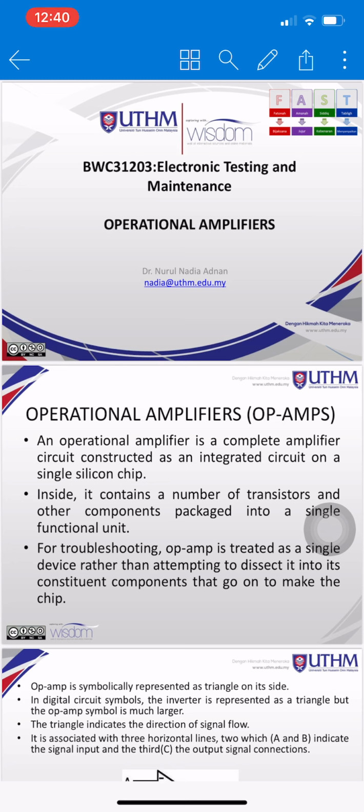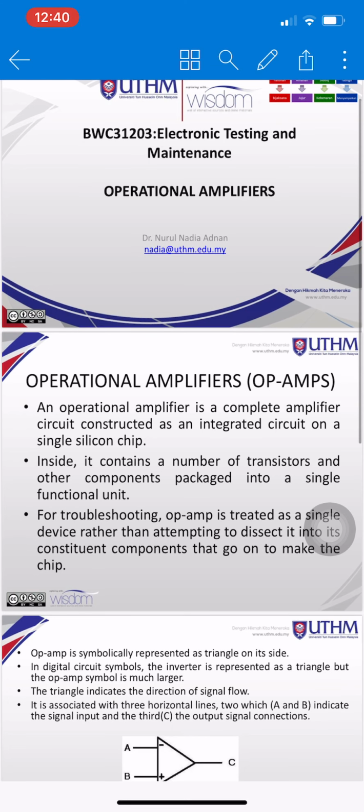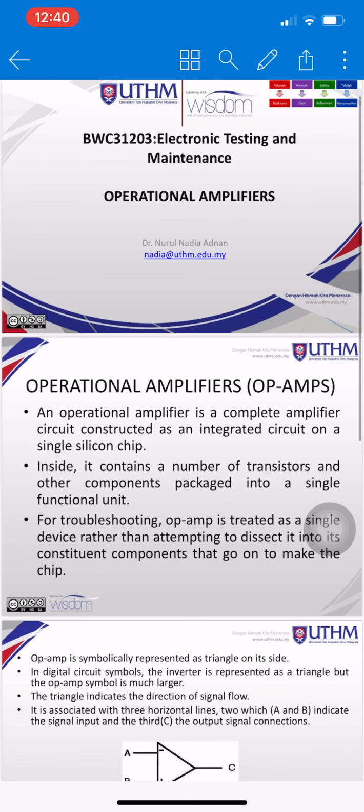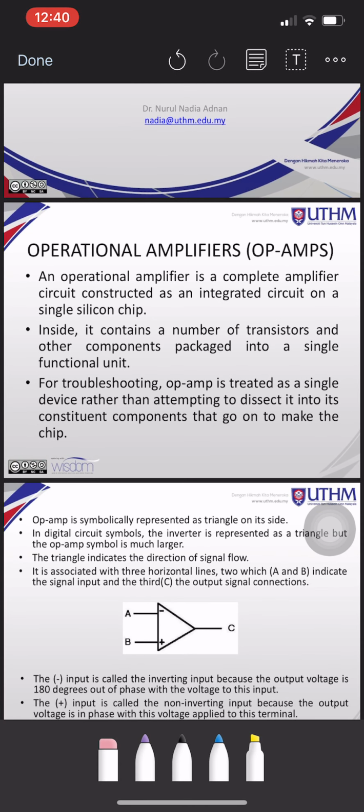In the op-amp there is basically a 3-terminal device, which consists of 2 high impedance inputs. One of the inputs we call the inverting input, if you look at this figure. We mark it with a negative sign, and the other one is the non-inverting input. We mark it with a positive sign.